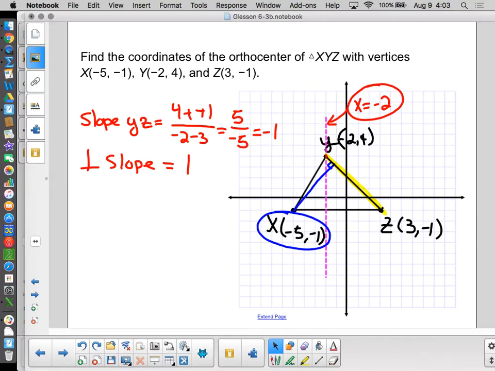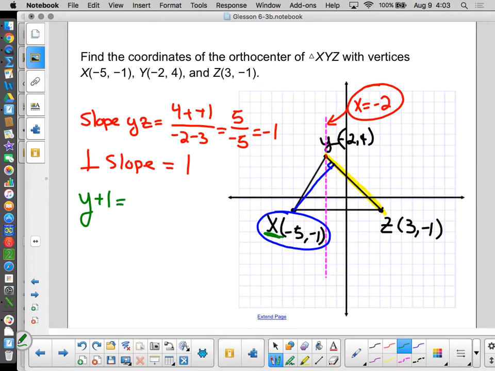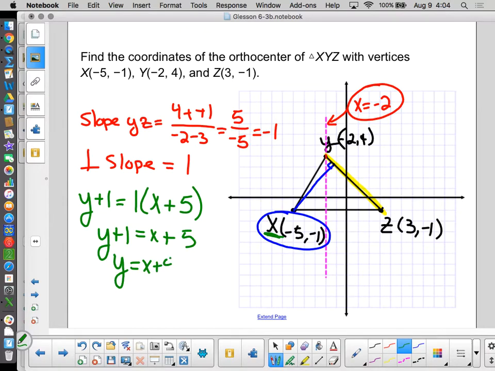Now that I have that, I can write the equation of my line. Y minus the y coordinate. Again, I'm using the point X here as my point. So y minus negative 1, so y plus 1, equals slope 1, x minus the x coordinate, negative 5, which is plus 5. So y plus 1 equals x plus 5, distributing the 1, or y equals x plus 4. That is the equation of that altitude.